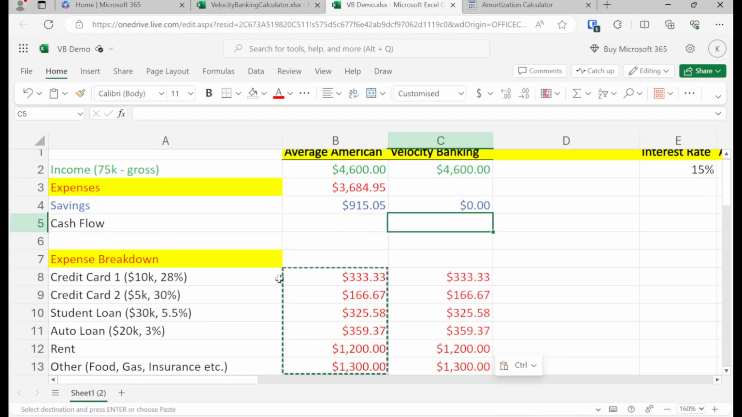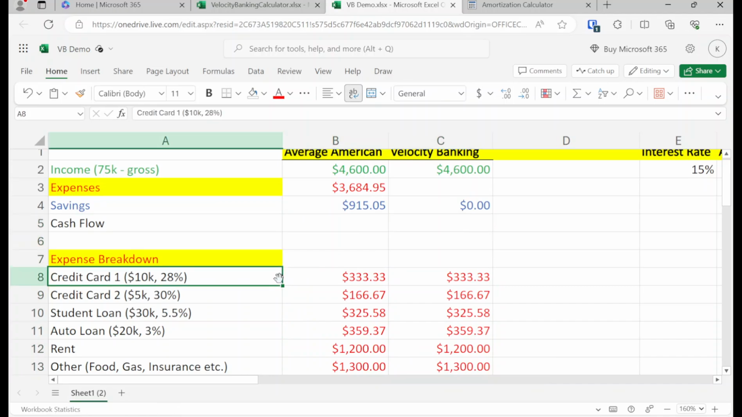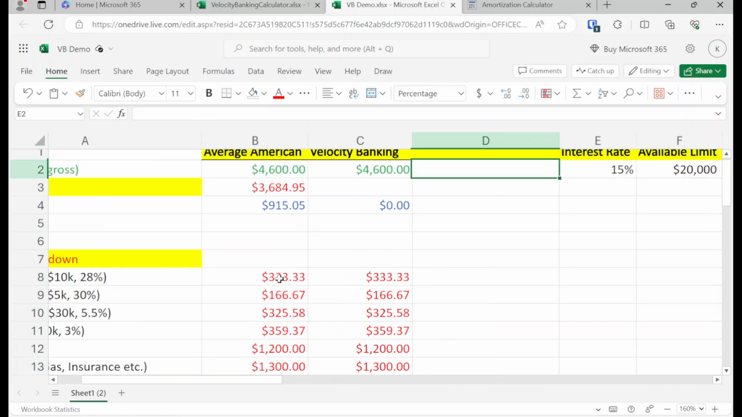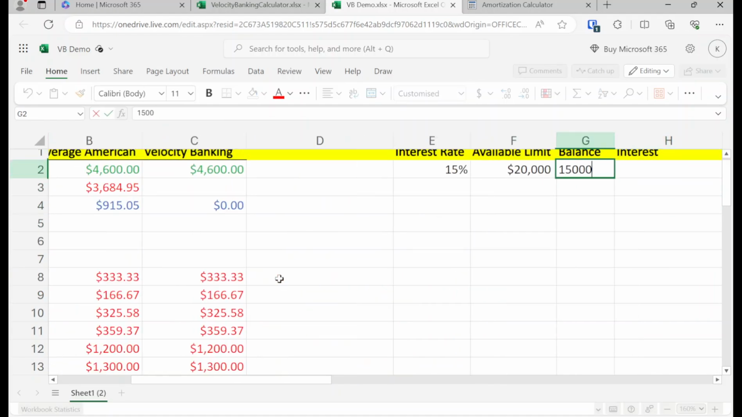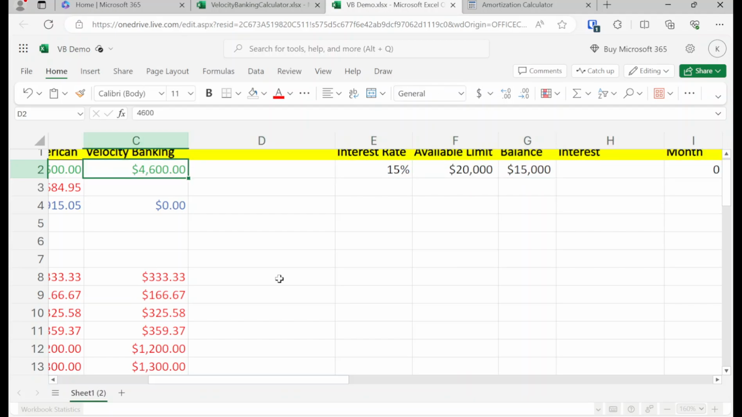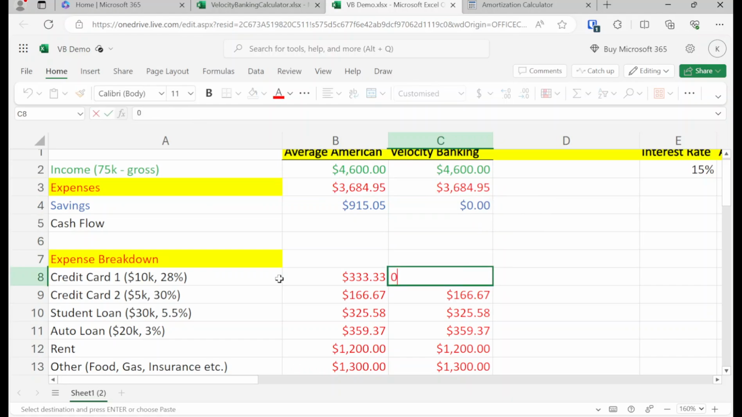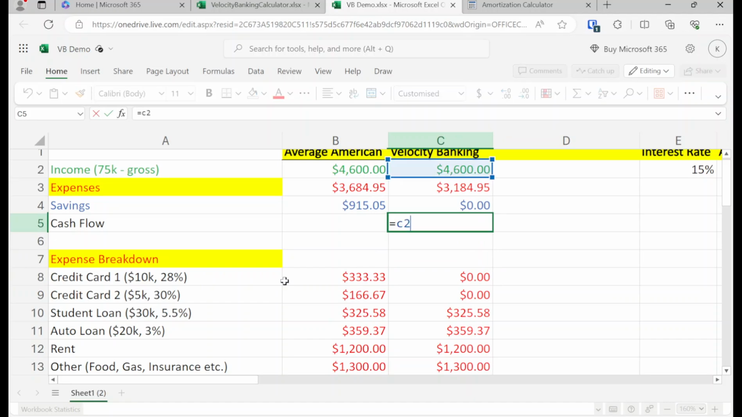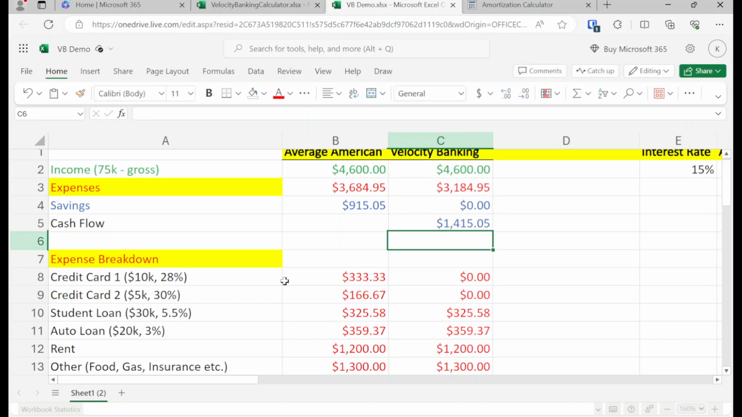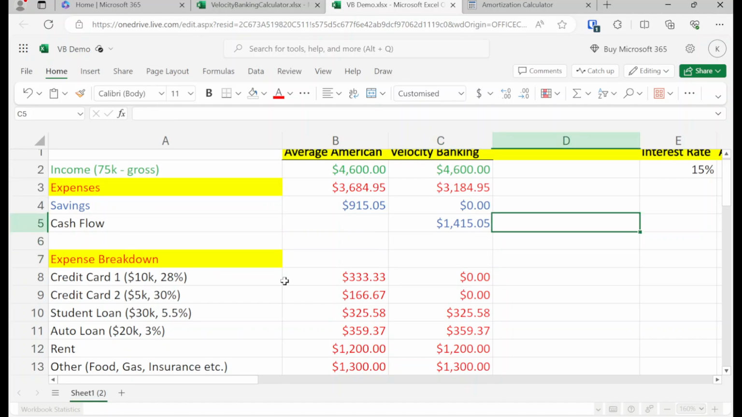Okay, and so now let's move these two credit cards to this line of credit. So this is going to be 15 grand, right? So 15 grand. And now let's recalculate our expenses. So this is going to be zero, because it's paid off. And now what's our cash flow? So C2 minus C3. That's going to be 1415. So without really doing anything other than a transfer, now we're increasing this number, which is fantastic.